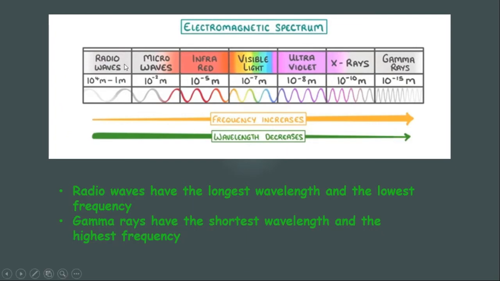So, when you memorize the sentence that I told you about, rich men in Venus use X-ray guns, while you are reading the sentence, you are increasing frequency. At the same time, you are decreasing the wavelength. Try to remember it like this, and you will not forget it. So, radio waves have the longest wavelength and the lowest frequency. Gamma rays have the shortest wavelength and highest frequency.